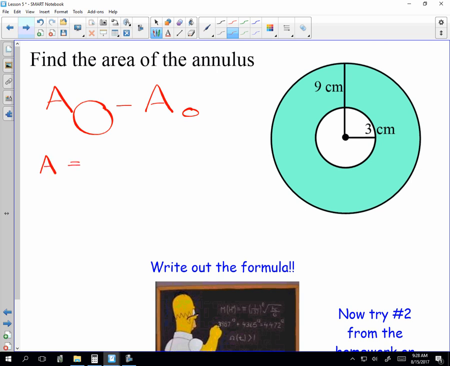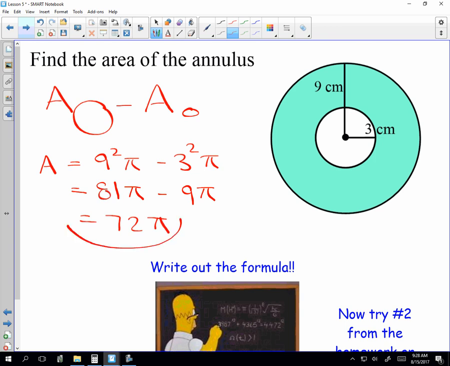So our area is going to be 9 squared pi minus 3 squared pi. And then all we do is work through to simplify as much as possible. 9 squared is 81, so we have 81 pi minus 9 pi. Combine those two terms and we get 72 pi. And that is our answer for the area of the annulus.